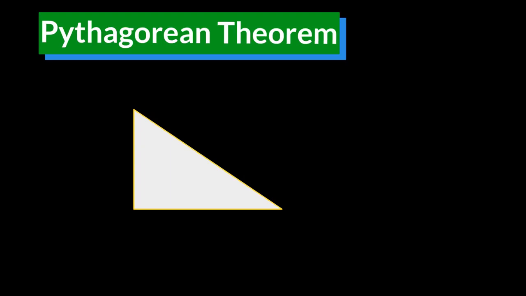Pythagorean Theorem. In this example, we have a triangle. The triangle is a right triangle, which means one of the three angles is 90 degrees. So I'm just going to identify the 90-degree angle by drawing a little box right here.